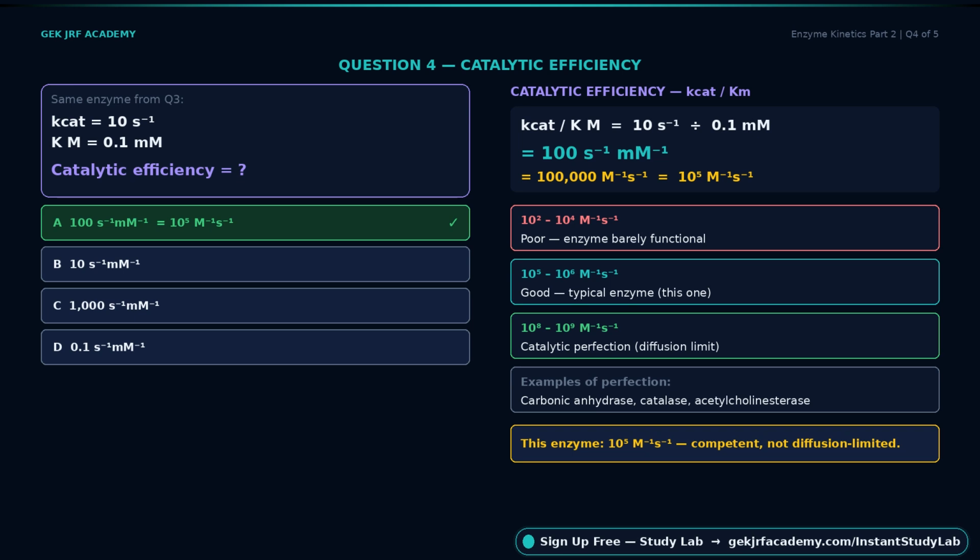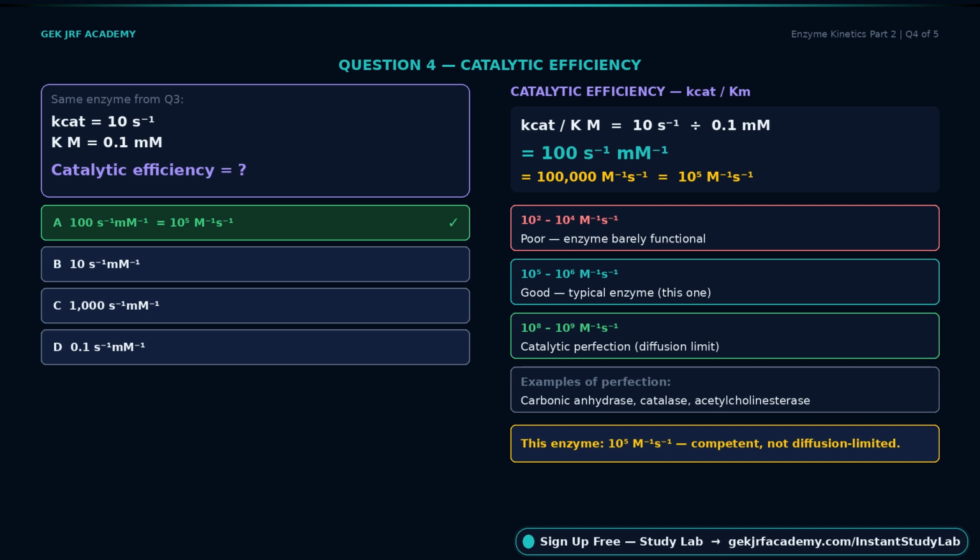The same enzyme has a Kcat of 10 per second and a Km of 0.1 millimolar. What is its catalytic efficiency? Catalytic efficiency equals Kcat divided by Km. Substituting. 10 divided by 0.1 equals 100 per second per millimolar. That equals 100,000 per second per molar. Or 10 to the power 5 M-1 s-1.